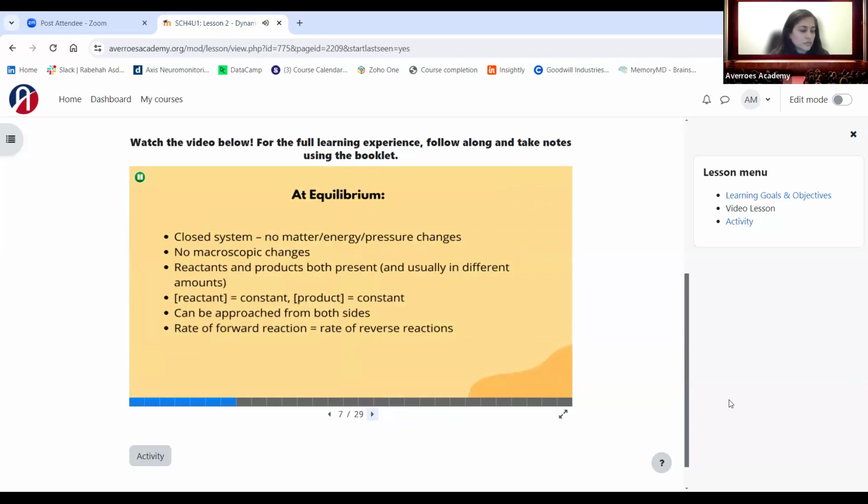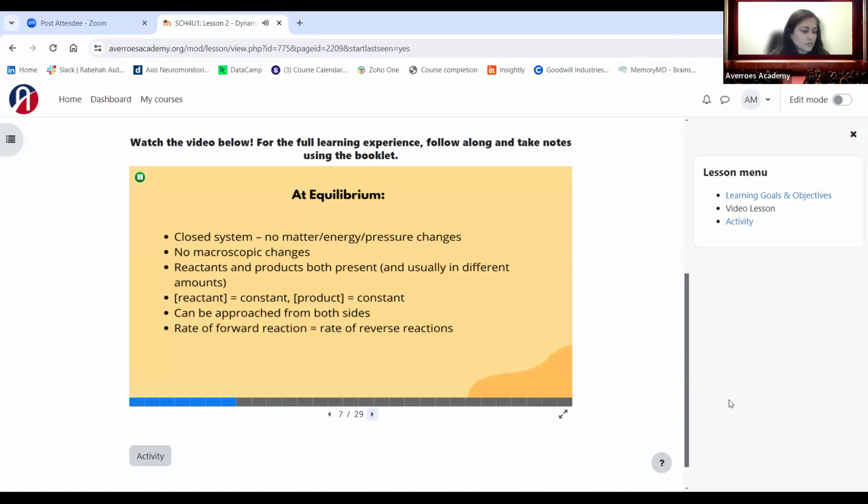So there are a couple of requirements in order for a chemical reaction to be in equilibrium. First, it has to be a closed system, meaning there's no matter, no energy, or no changes in pressure throughout the reaction. There's also no macroscopic or microscopic changes. And then the reactants and products both have to be present, usually in different amounts, but that's fine. And then the concentration of the reactant is constant, and the concentration of the product also remains constant.